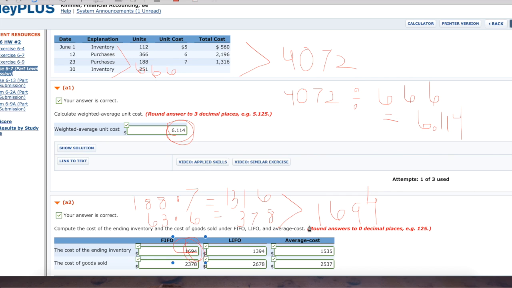Then to solve for the cost of goods sold, we're just going to take our number from before, the 4,072, and we're going to subtract 1,694 from that. And that is going to bring us to 2,378.